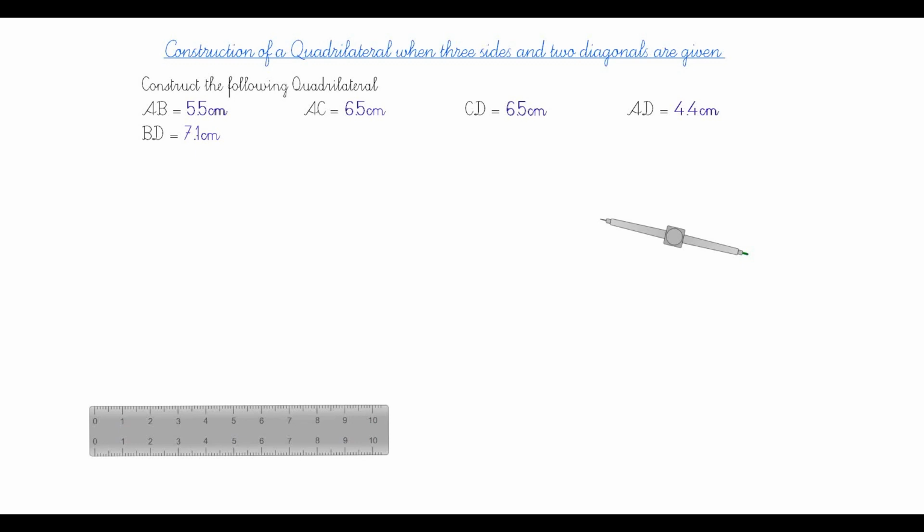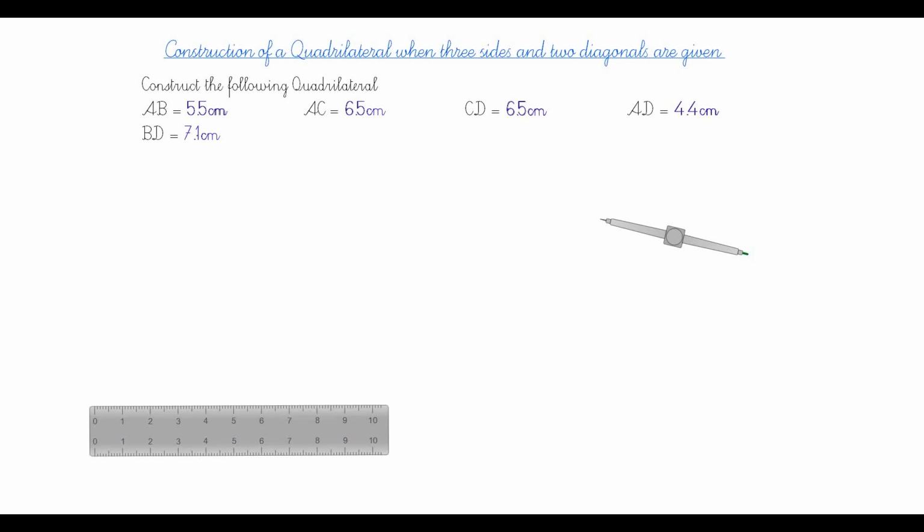The first one is when we know the length of four sides and one diagonal. This particular case was discussed in a different video and you can get the link in the description. Second case is when we know length of three sides and two diagonals. This we will discuss in this particular video.